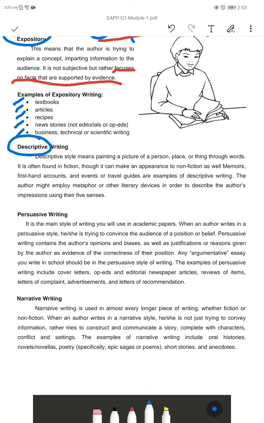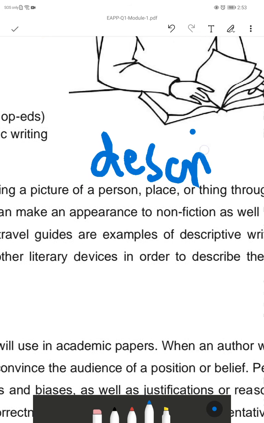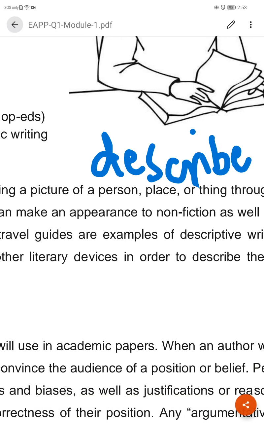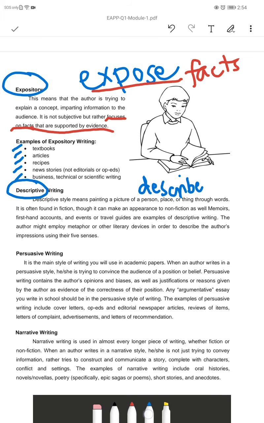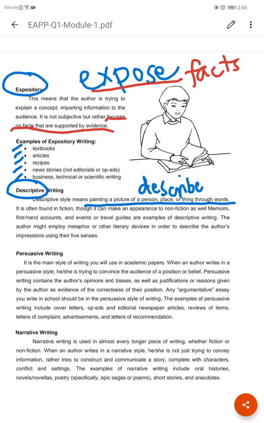If in the expository writing, what you do is supply factual information, in the descriptive writing, from the word describe, what you do is you paint a picture of a person, a place, or a thing through words. Okay, so here you are trying to make the reader imagine what you're talking about. You're describing something or someone, and then you try to make the readers imagine what you are talking about.